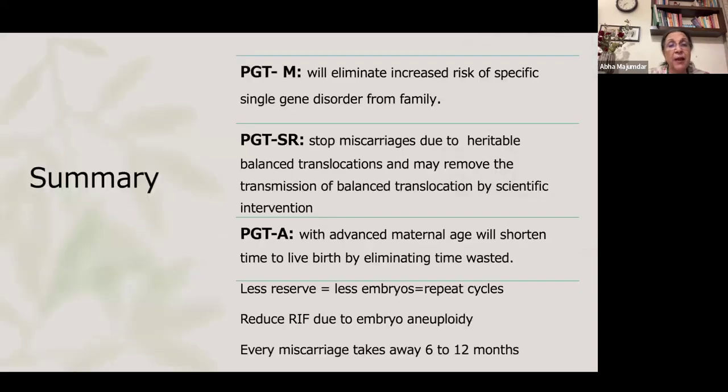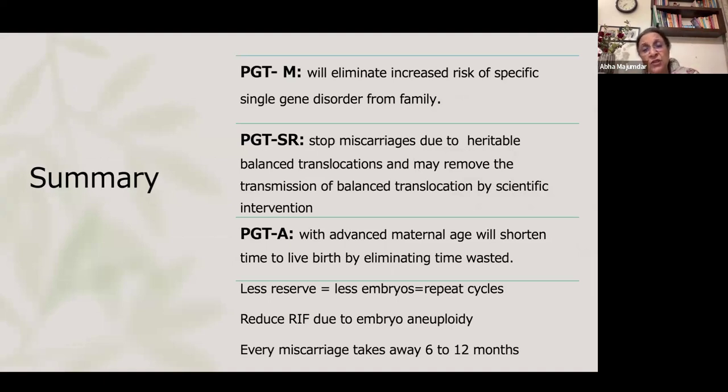Despite all this, so what is the summary? PGTM will eliminate increased risk of a specific single gene disorder from the family. PGT-SR will stop miscarriages due to heritable balanced translocations and may remove the transmission of imbalanced translocation by scientific intervention. PGTA with advanced maternal age will shorten time to live birth by eliminating time wasted. So less reserve, less embryos, we need to repeat cycles.